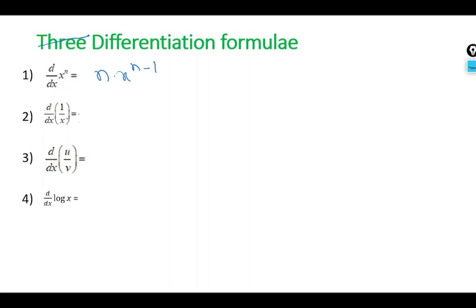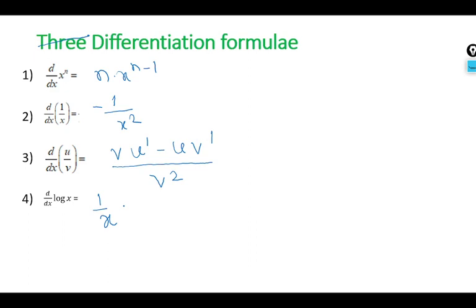Derivative of 1 by x. Common silly mistake: many of the students write log x only. Remember, integration of 1 by x is log x. Derivative of 1 by x is minus 1 upon x square. It is actually a particular case of the first result only, where n is minus 1. Then quotient rule, rarely required: denominator into derivative of numerator minus numerator into derivative of denominator upon denominator square. And lastly, derivative of log x is 1 by x.